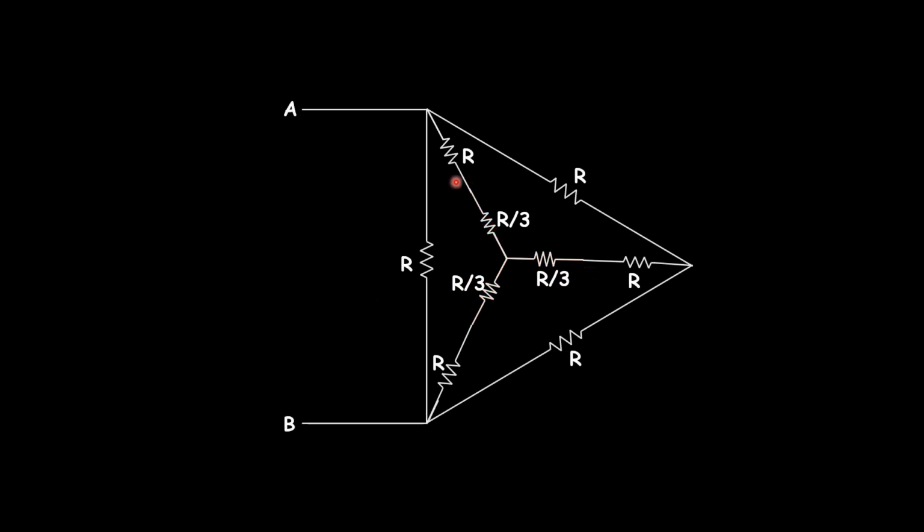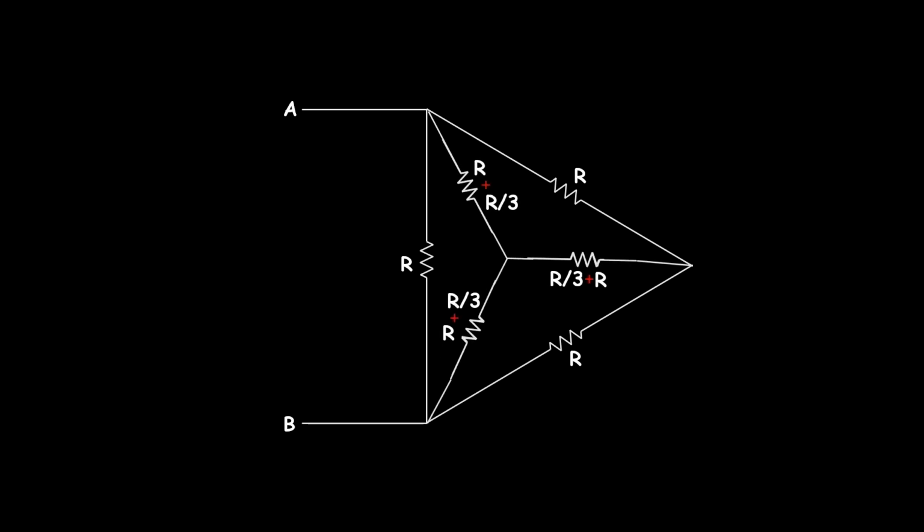As we can see, these R and R by 3 are in series, and also these R and R by 3, and these R and R by 3. Series resistances can be added, so they will add as R plus R by 3, which is 4R by 3.